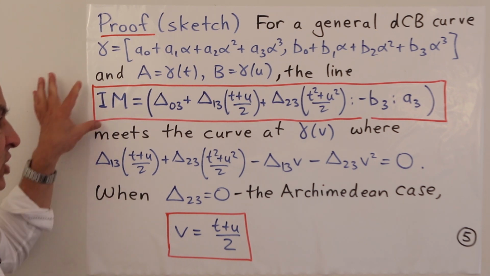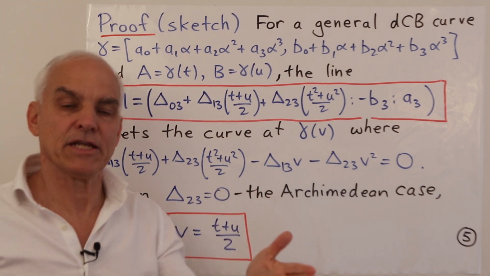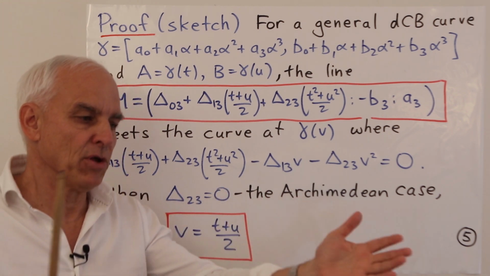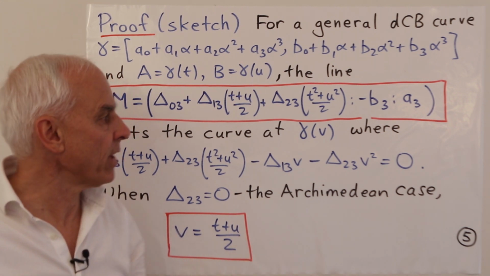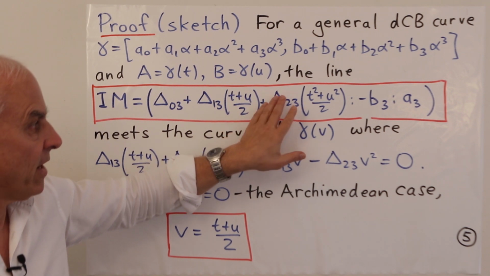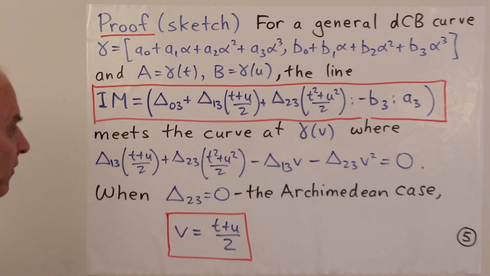Now, this is the general case where we're not necessarily assuming an Archimedean curve. So it's interesting to try to compute things in the general case as well. Okay, so notice that here there is a delta 2,3 appearing. In the Archimedean case, that term will disappear. That will be important for us.